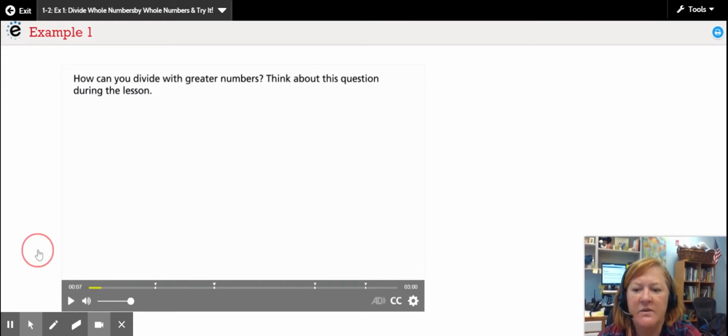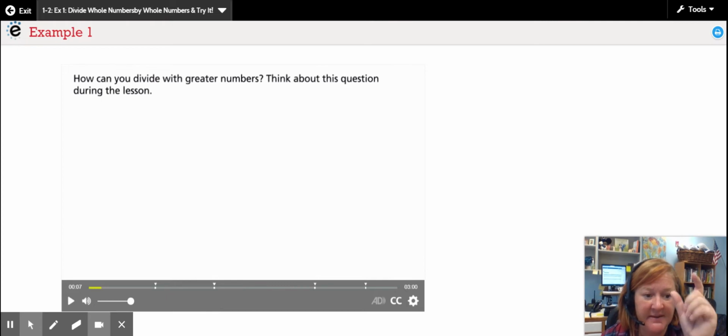I also want you to pay attention to keeping your work lined up, because that's where we make lots of mistakes. Graph paper is really good for that if you need to. So let's see what we can use for this problem that's coming up. Greater numbers. Think about this question during the lesson.